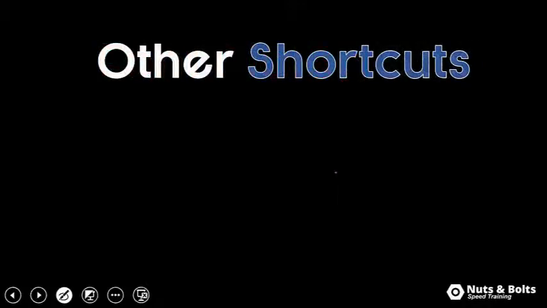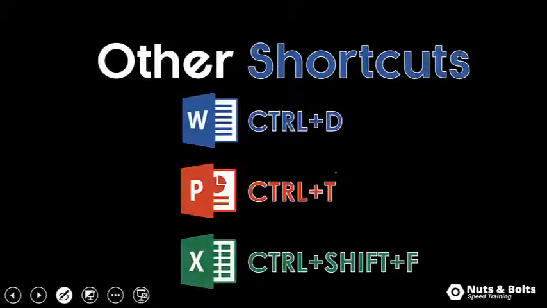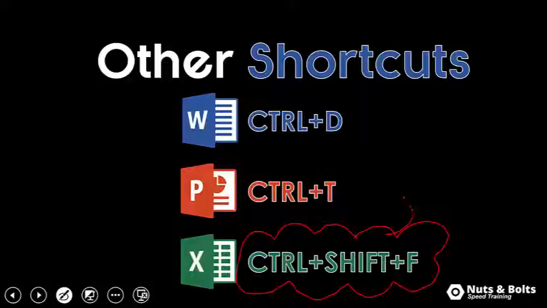And technically, there are other shortcuts for each of the other programs to get there. So Control-D in Word, Control-T in PowerPoint, and Control-Shift-F in Excel. But from a speed training perspective, this Control-Shift-F keyboard shortcut, for whatever reason, will work in all three programs.